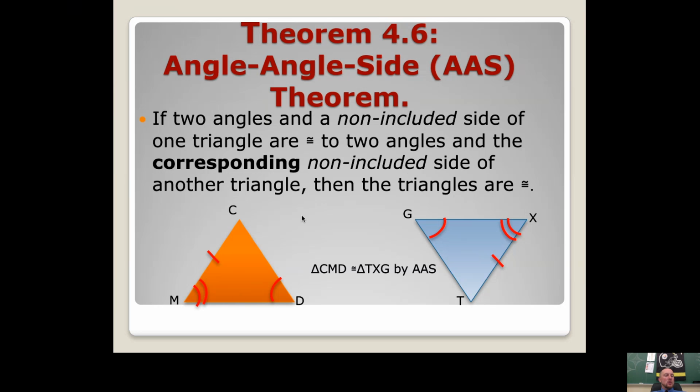Now, there is something you have to watch out for here. Since we have two pairs of congruent angles, there's one pair of included sides, which means that there are then two pairs of non-included sides. There'd be one here and there'd be one here. Make sure that your non-included sides that are congruent are corresponding non-included sides. For example, this side being congruent to this side does not prove that the triangles are congruent because this side and this side don't correspond.